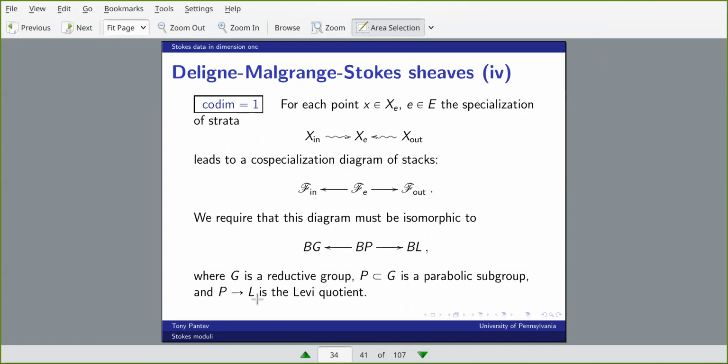And is the parabolic the same for all the arcs? No, the parabolic depends on the arc. So the only condition is that on each arc we have its own parabolic, which is a parabolic in the given G, because on the inner stratum there is only one group. And then on the outer stratum, for all the arcs for that stratum, the Levi for all those parabolics is going to be the same, but the parabolics are going to be different. Okay, thank you.